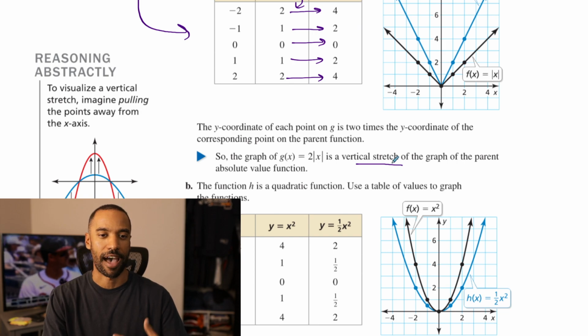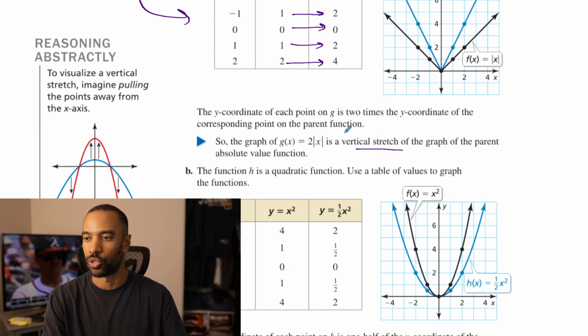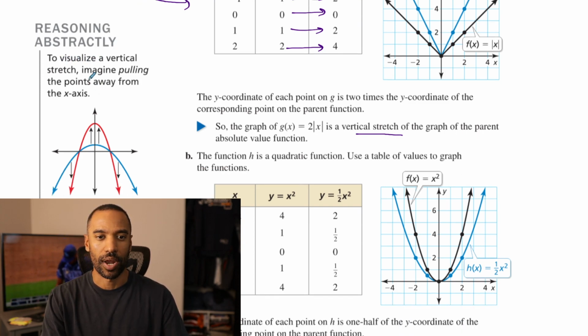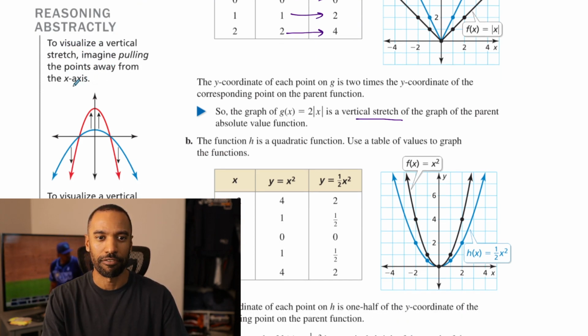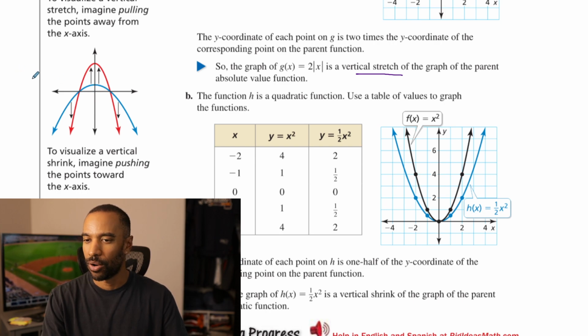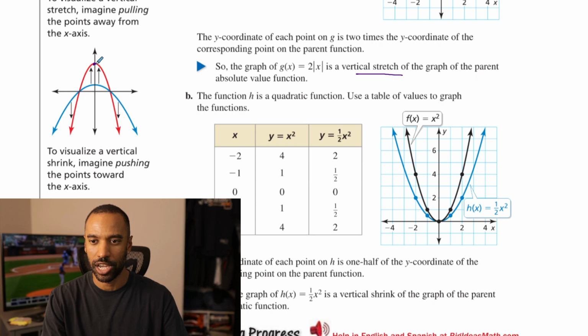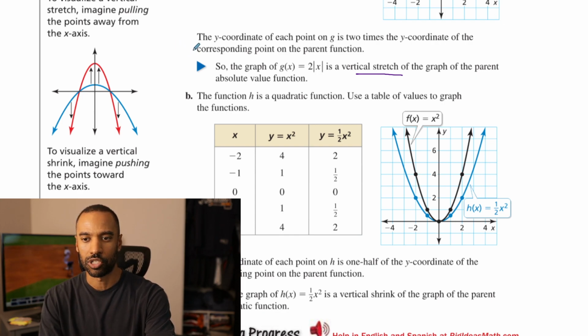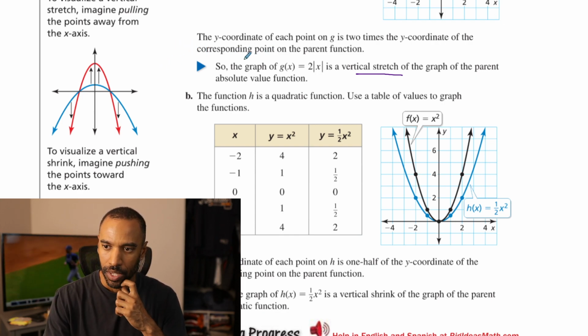They don't say by what factor. I'll tend to say it by a factor of 2. I thought they would have also described that it's narrower. To visualize a vertical stretch, imagine pulling the points away from the x-axis. I only don't know if I agree with the concept only because our vertex is changing. What I'm going to do when I draw my graphs is I'm going to begin with the vertex, and I'm going to go in terms of that. But that only assumes we have a different translation. Let's look at part B.